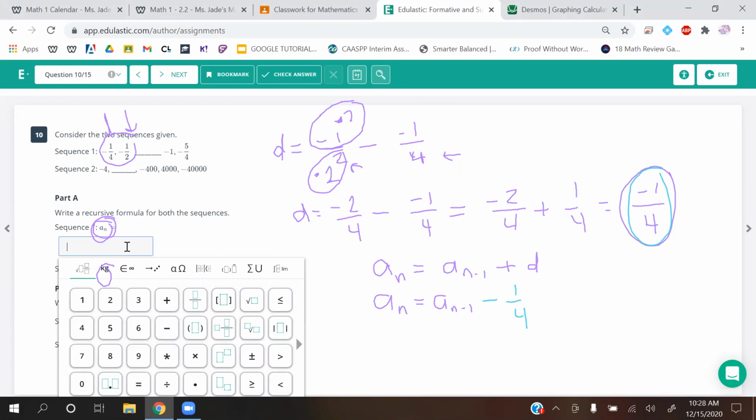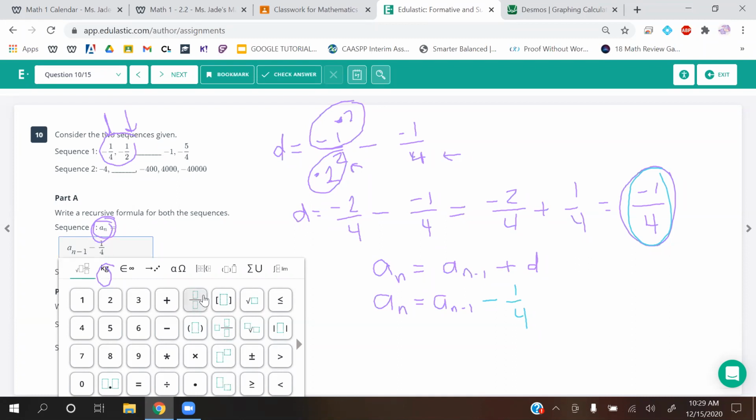A sub n is equal to a sub n minus 1. So to do the sub, you press this button. This one helps you type on the top and small. This one helps you type on the bottom and small, okay? So this will help you type on the bottom. And there we go, n minus 1. And then I use the right arrow to stop typing on the bottom. And I go minus 1 over 4.